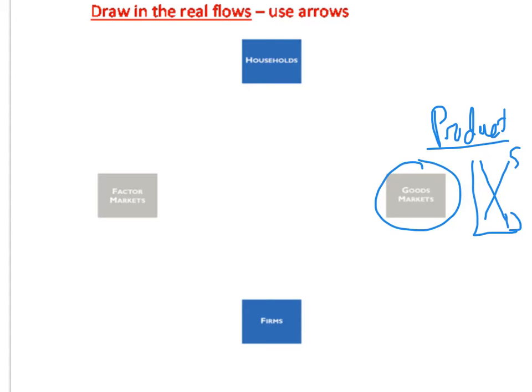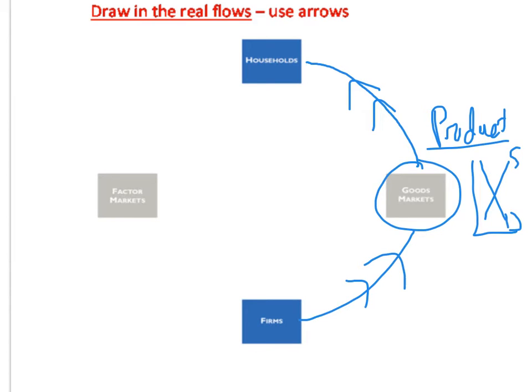Let's think about the flows of goods and services. Well, firms, of course, are making goods and services. They're going to be putting them up for sale in the product market. Of course, households and individuals come to the product market. If they like those goods and services, they purchase them. So therefore, the flow of goods and services goes away from the firms to the store and then to the households.